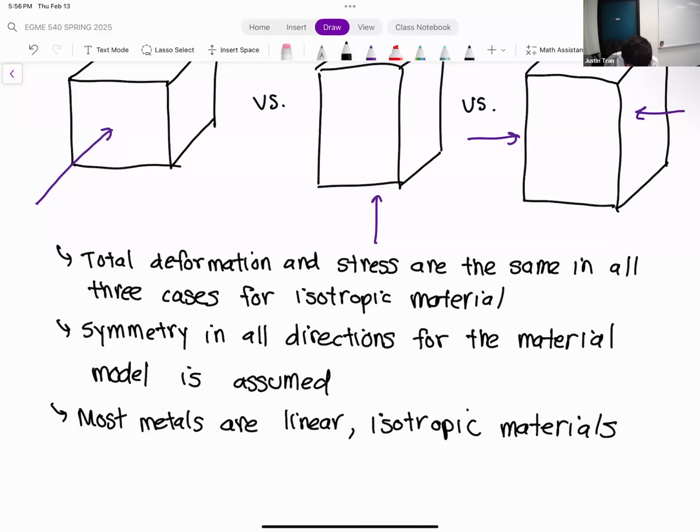So far, we've only worked with metals. The reason is, if you look at the molecular structure of a metal, what defines a metal is that all the molecules are very evenly and really well organized. So that leads to very even material properties.